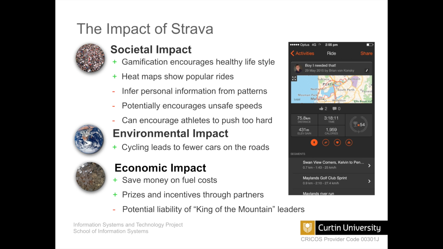Strava was called to defend itself in a lawsuit in which an accident resulted in the death of a cyclist involved in the leaderboard competition. It's also been suggested that the so-called king of the mountain at the top of the leaderboard may also have liability in such situations. There has been a call for this to be considered should Strava revise its terms and conditions of use. Given this, do you or your project team think that Strava terms and conditions should be revised such that Strava users agree that the leaderboard cyclists will not be held responsible in the event of an accident?